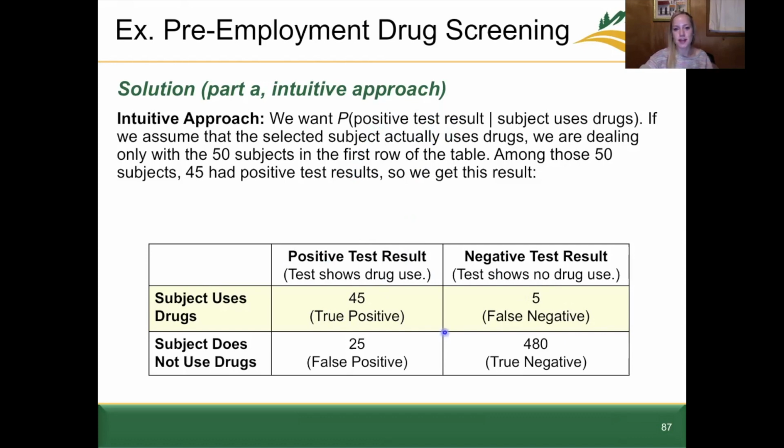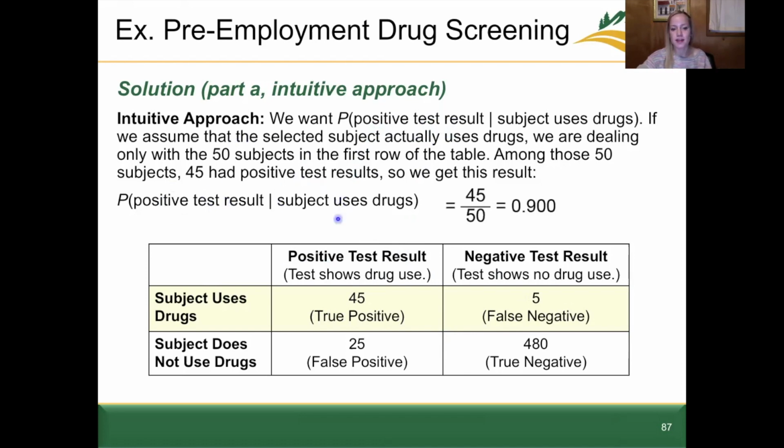So then putting that together, we get the probability of event B contingent on the probability that event A is already true. We only need to look at these 45 individuals that tested positive amongst the 50 individuals here that do use drugs. Then our probability, our final answer using the intuitive approach is 0.900.